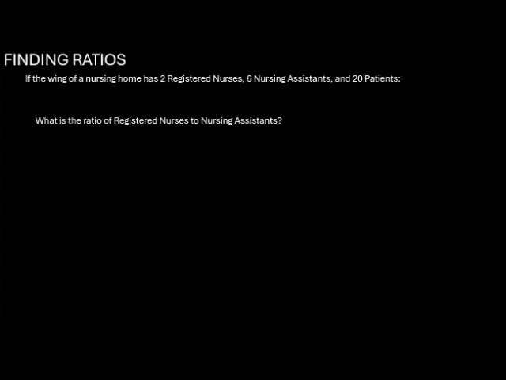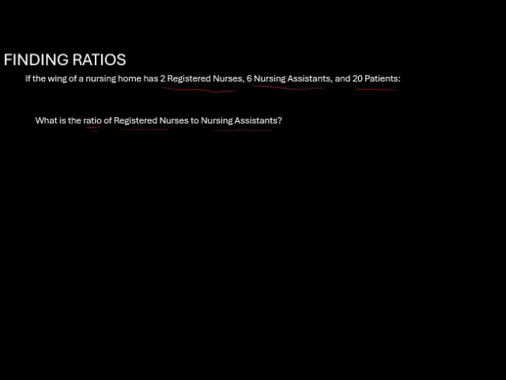Here we'll discuss how to write a ratio. We're given a few pieces of information up above. We're told that the wing of a nursing home has 2 registered nurses, 6 nursing assistants, and 20 patients. We're asked to find the ratio of registered nurses to nursing assistants.